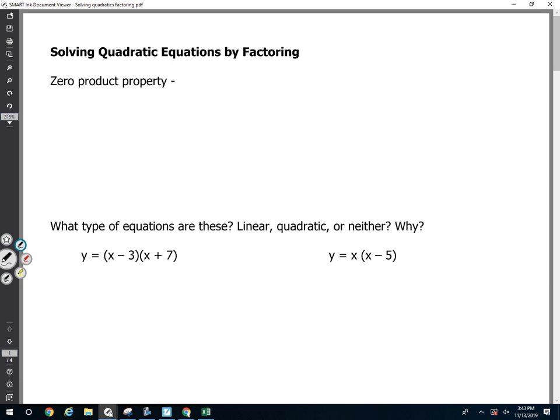What we will be doing for a lot of these equations, and it's actually going to be more efficient than using our graphing calculator, is using this thing called the zero product property, where 0 times anything is 0. Anything times 0 is 0.